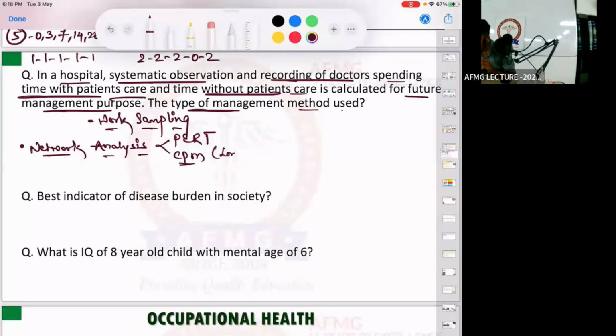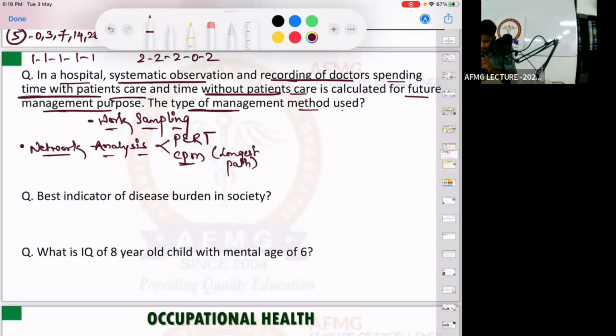That determines the longest path to carry out a task, or to carry out a health program. That is what CPM and PERT are. So program evaluation and review technique or critical path method are a type of network analysis.